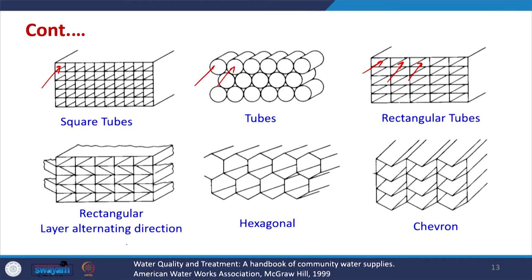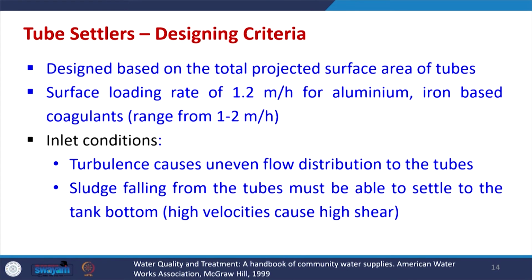These are the different cross sections which are possible: square tubes, simple circular tubes, then rectangular tubes, and rectangular with layers alternating the direction. We can see here some layers in between. We have hexagonal or chevron type, where there is some inclination, so the sludge may easily settle and come out in chevron tubes. So, these are all possible.